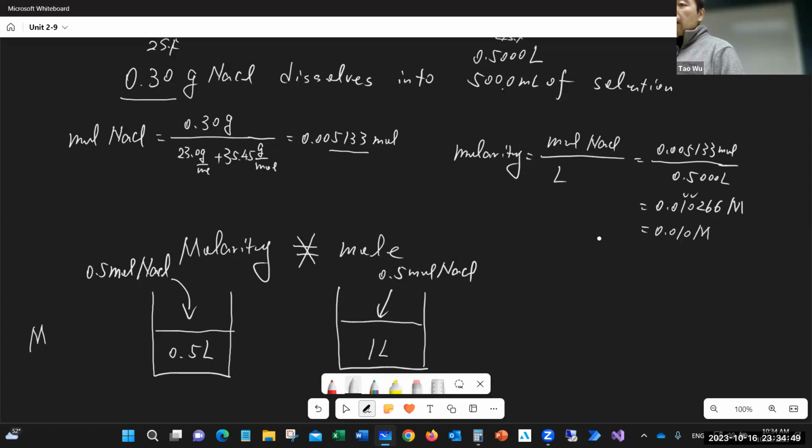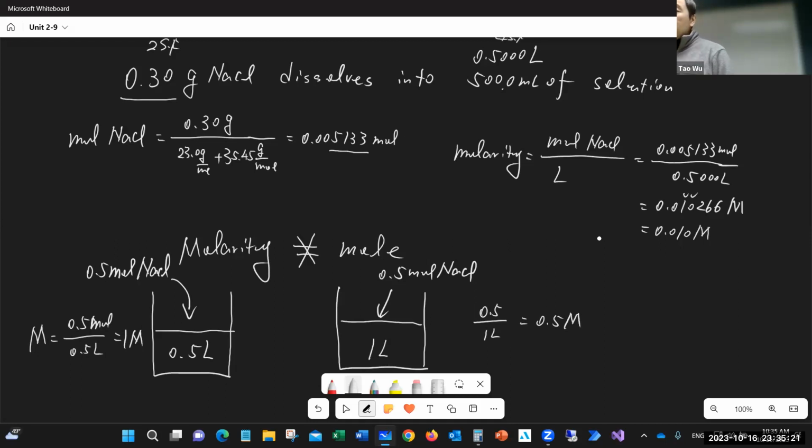The molarity on the left side is 0.5 mole over 0.5 liter. So that's 1 mole per liter. On the right side, it's just 0.5 divided by 1 liter, so you get 0.5 molar. So the left side has a stronger taste than the right side. But the total number of molecules is not changing. Are you clear? Does it make sense, right?